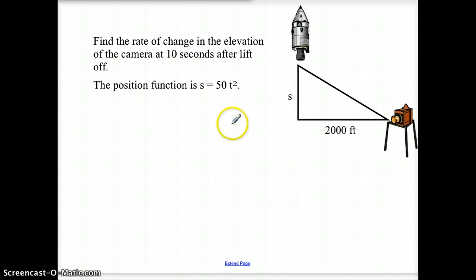Okay, find the rate of change in the elevation of this rocket ship. Rate of change of the elevation of the camera. So the camera is watching the rocket ship as it goes up. So we're trying to find the rate of change of this. We'll call it theta at 10 seconds after liftoff. So we're trying to find some kind of rate of change, so it's something with respect to t.